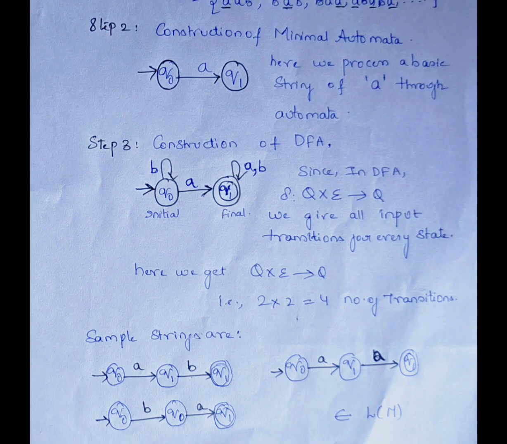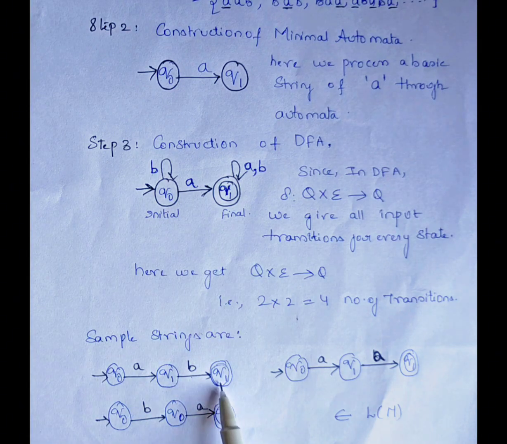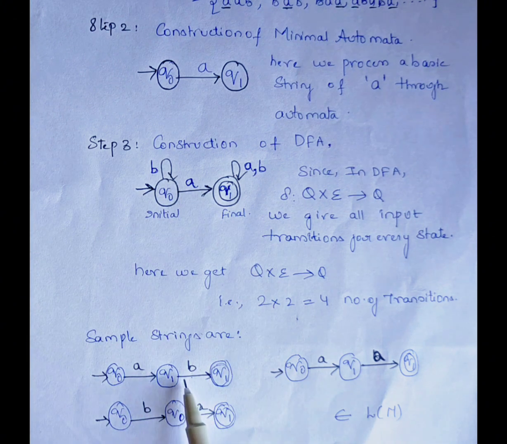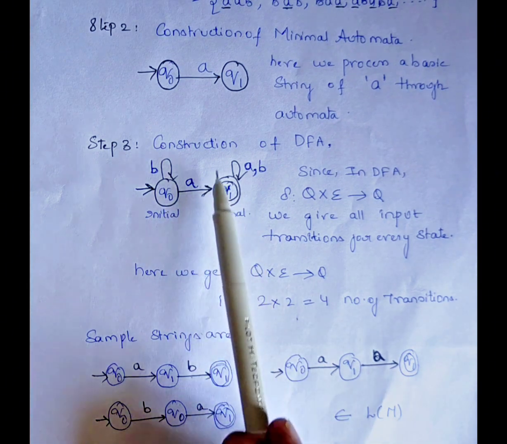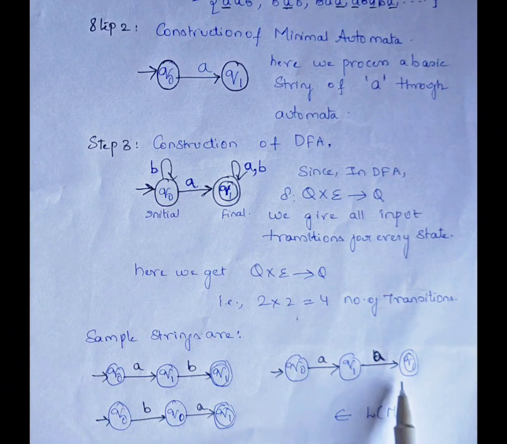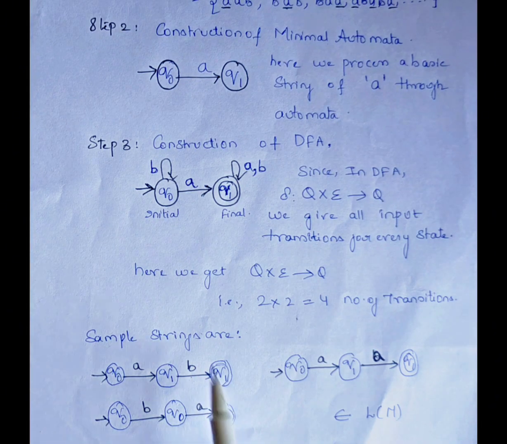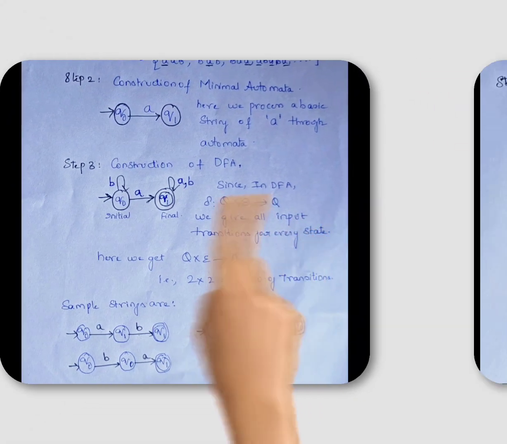Let us observe the sample strings. Q0 on reading A is moving to Q1. Q1 on B is moving to the final state Q1. Here we have A as a substring. Next, Q0 on A is moving to Q1. Q1 on A is moving to Q1. Q0 on A, Q1 on A is reaching a final state. So this is also a valid string. Q0 on B is moving to Q0. Q0 on A is moving to the final state Q1. So this also belongs to the language L of M.